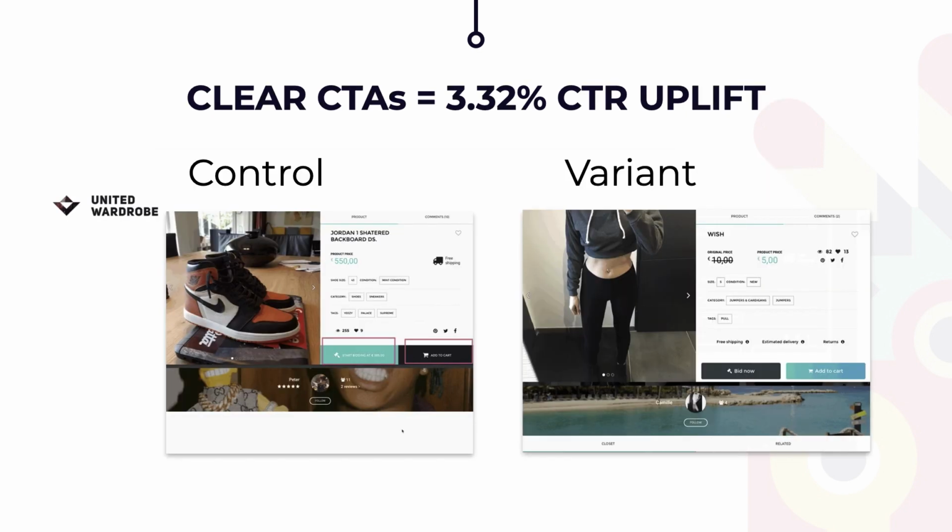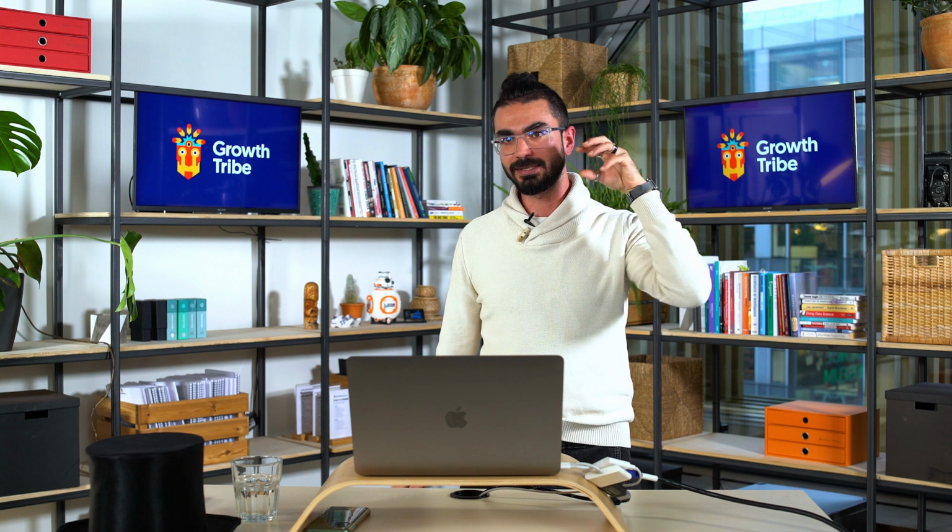In this case, the page with variation A got the higher conversion rate. That's another example from United Wardrobe. As we can see in their checkout page, they changed the call to action from one to the other, and they saw that on one page they were able to get a 3.32% CTR, click-through rate, uplift, just by changing one variation, which was the call to action buttons over there. It's really important to remember that in this specific test, one variation needs to be changed, not many.